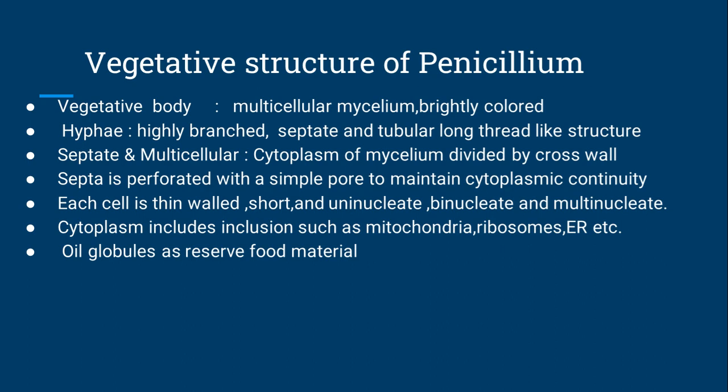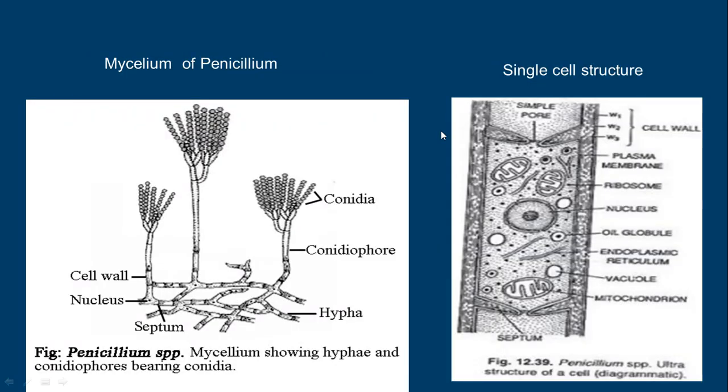Now this mycelium is brightly colored bluish green depending upon the species of Penicillium, or hyaline or pale, and it consists of long thread-like, tube-like structures which are highly branched, and these are called hyphae. But the main characteristic of these hyphae is that they are septate. Now what do you mean by septa? Septa are the cross walls which divide the cytoplasm of a cell.